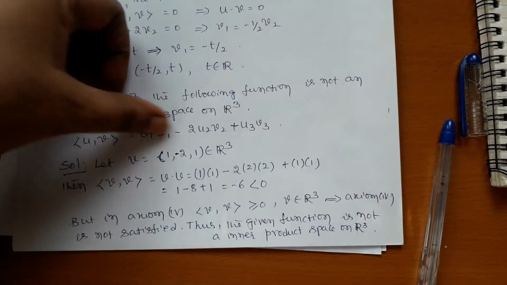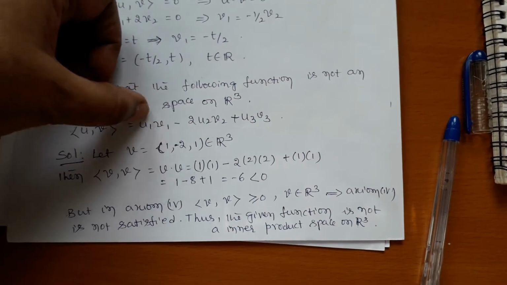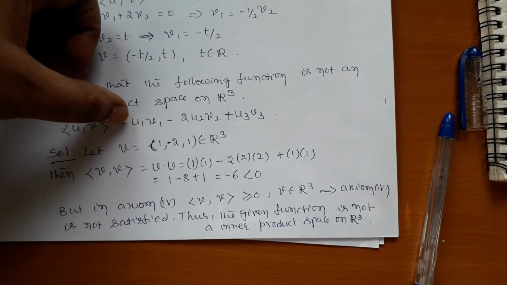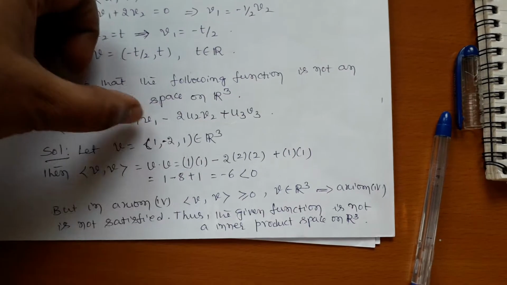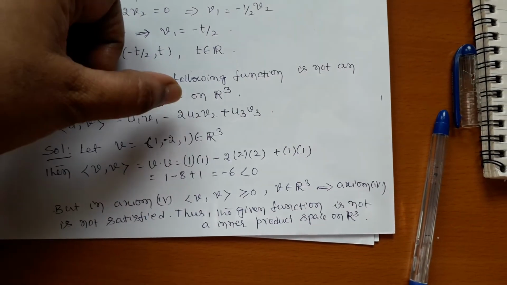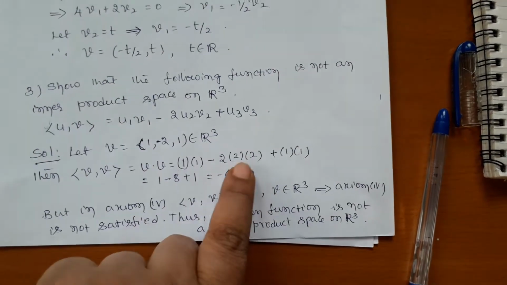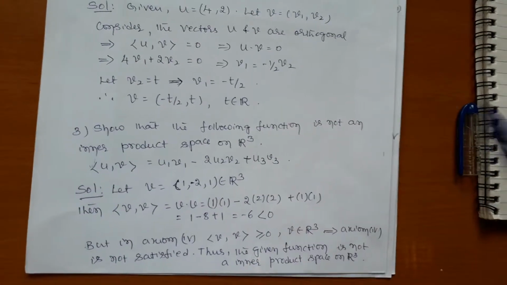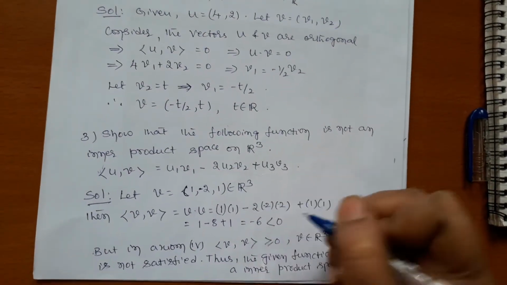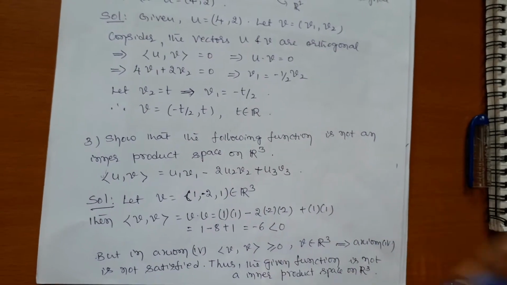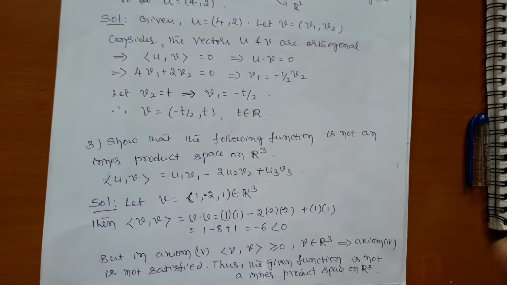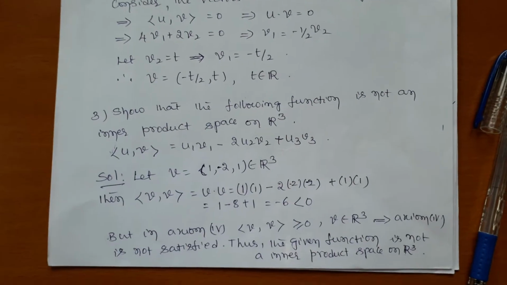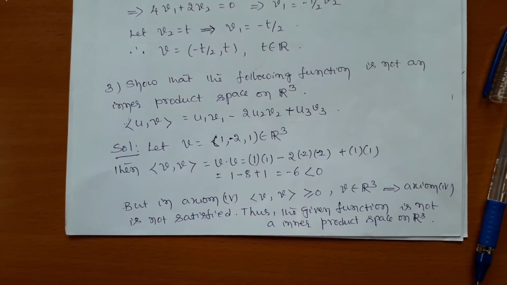We can't take 1 whole square like that. Use this inner product of V: U1 V1 is 1 into 1 only. V1 and V1 are the same thing. Minus 2 into U2 V2 means minus 2 into minus 2 into minus 2. What we get actually, minus 2 into minus 2 is plus 2. That's why I wrote 2 only. Plus, what is the next one? This is minus, this is minus. Then it is a minus, plus 1 into 1. After the simplification, we get a negative value. Negative is less than 0.